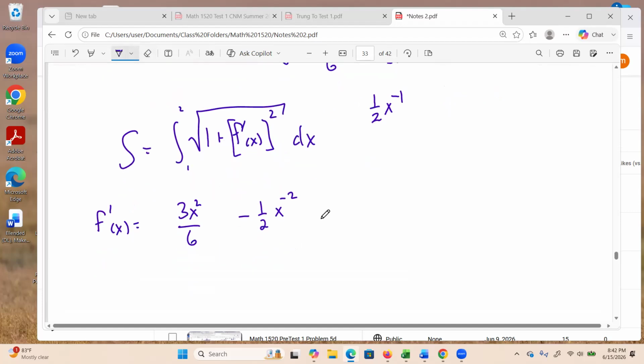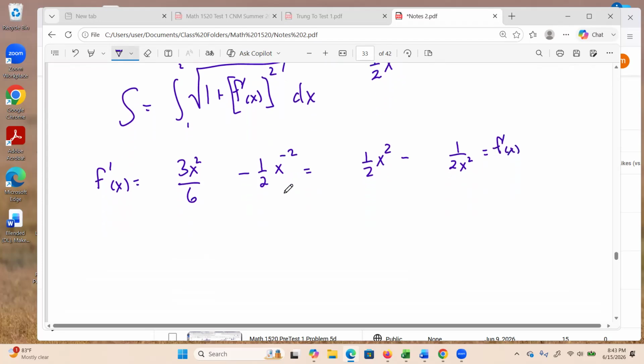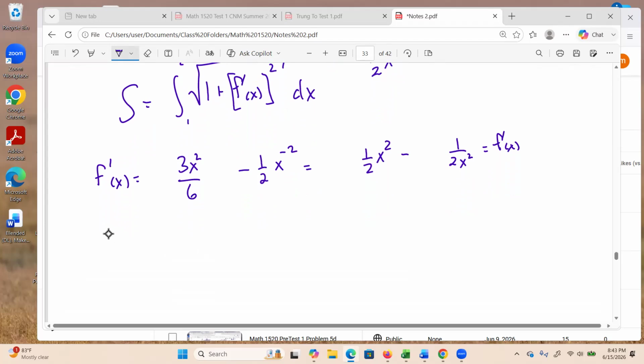We can clean this up a little bit to say that's going to be 1/2 x squared, that's 3 over 6, minus 1 over 2x squared as such. Okay, this is my f prime of x. What's the next step? Well, we've got to square it. So let's go ahead and do that. I'd recommend not pulling out the 1/2. You could, it'll work out, but we're just going to leave it in because we're going to add 1 to this thing, and I want you to see something with that.